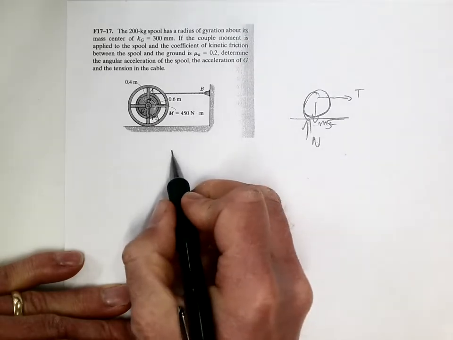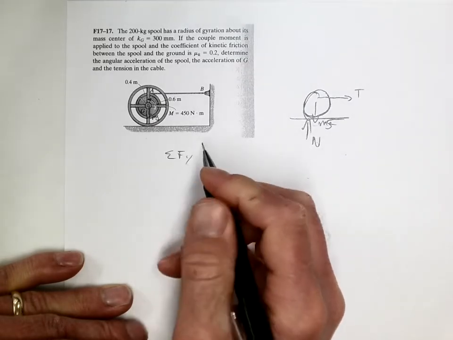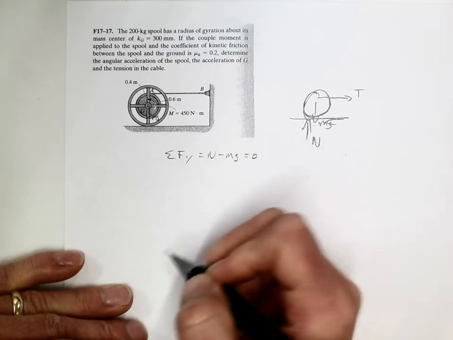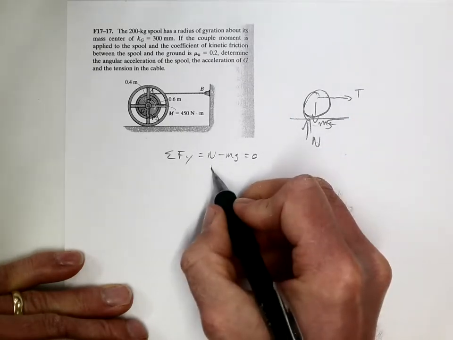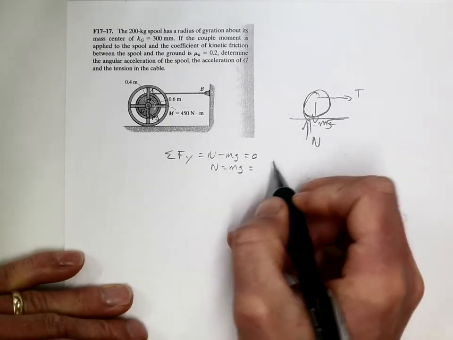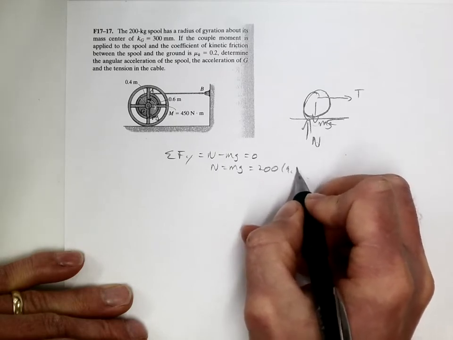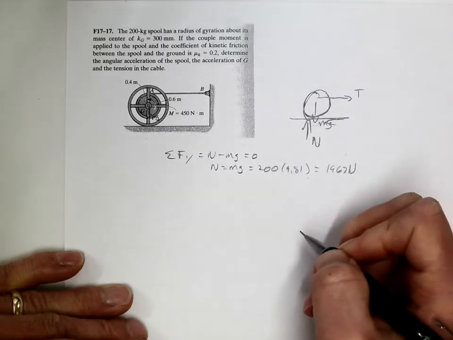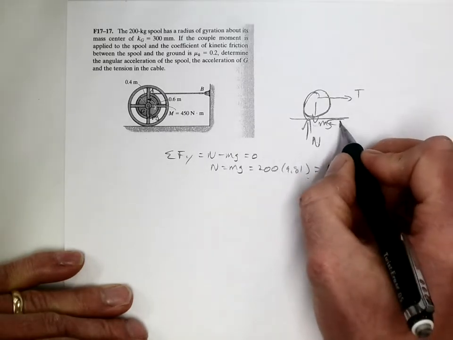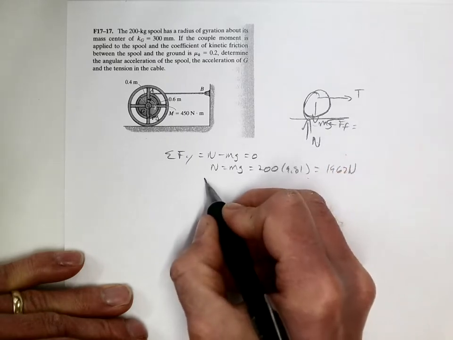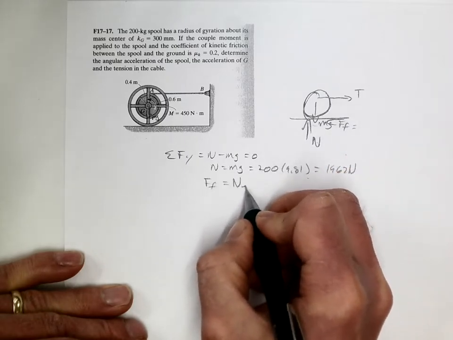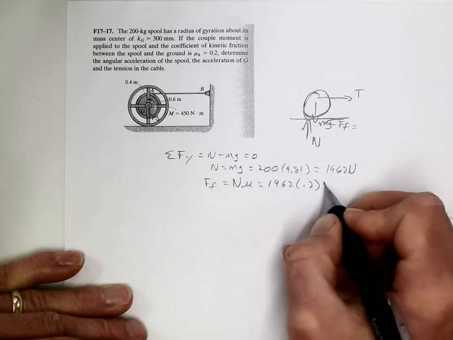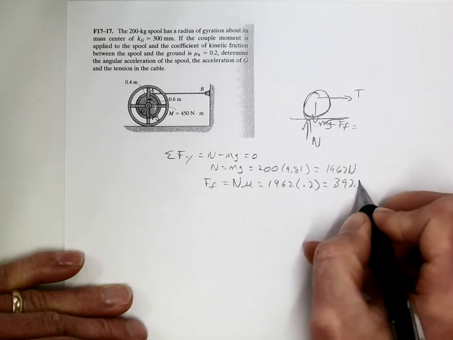Okay, so if we sum the forces in the y direction, we can find that the normal minus mg is equal to 0, as it's not accelerating up or down. So the normal equals mg, which equals 200 times 9.81, which equals 1962 newtons. So the force of friction then is equal to the normal times mu, which is 1962 times 0.2, and we get 392.4 newtons.